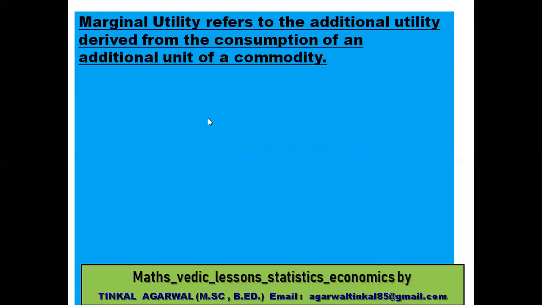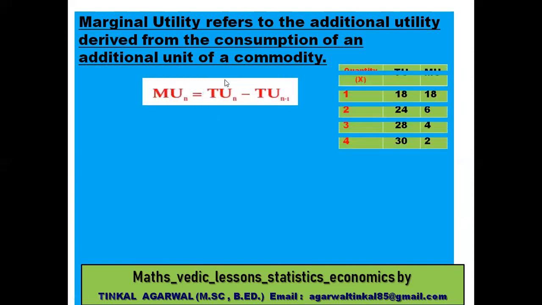Now we come to marginal utility. It refers to the additional utility derived from the consumption of an additional unit of a commodity. Suppose here we have the quantities 1, 2, 3, 4. We have total utilities and marginal utilities. Let us see how we find the marginal utility.